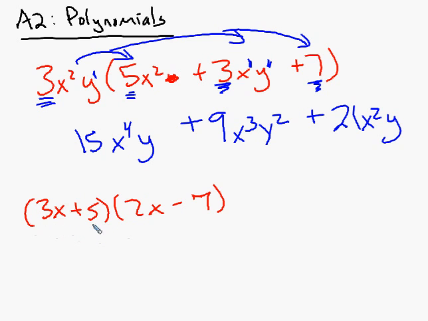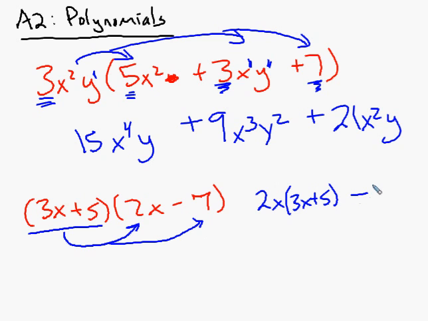What I'm really doing is I'm taking this entire thing, all of it, and distributing it to this term, and then taking all of it and distributing to this term. So essentially what I'm getting is 2x times 3x plus 5 minus 7 times 3x plus 5. And then I end up distributing this to each of those, and this negative 7 to each of those. Now there is a trick, and I'm going to show you the trick to make that not take such a long time.